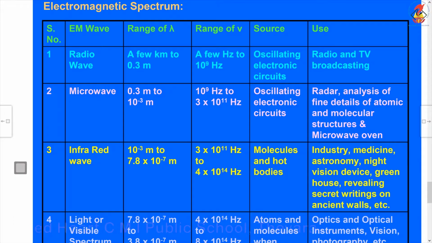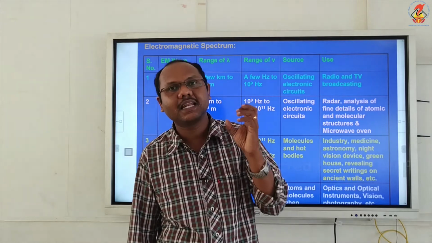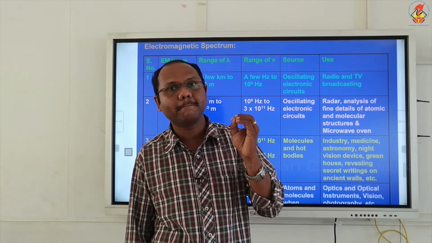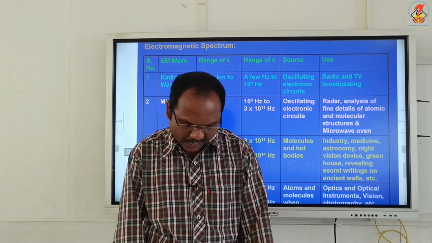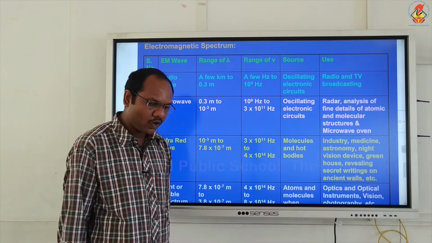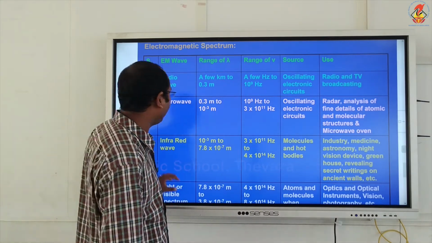Now, the second thing is microwave. Microwave has a wavelength that ranges from 0.3 meter to 10^-3 meter, and the frequency ranges from 10^9 hertz to 3 × 10^11 hertz. Microwaves are also produced by oscillating electronic circuits, but that is the general term. You have to mention the specific term for microwave production, and that is klystron or magnetron valve.